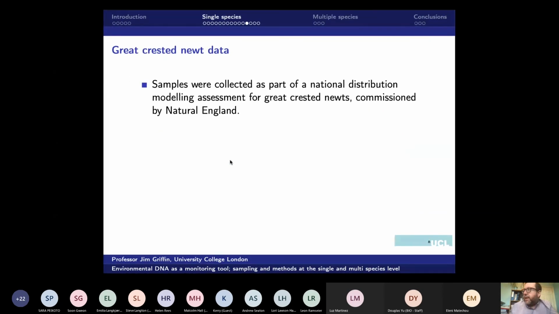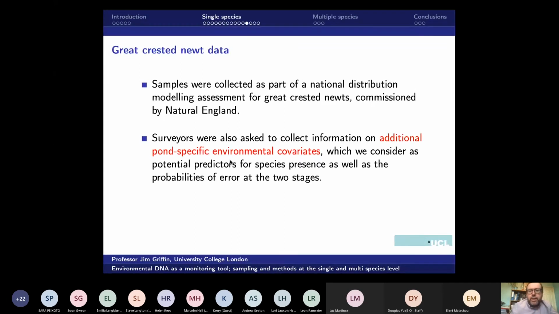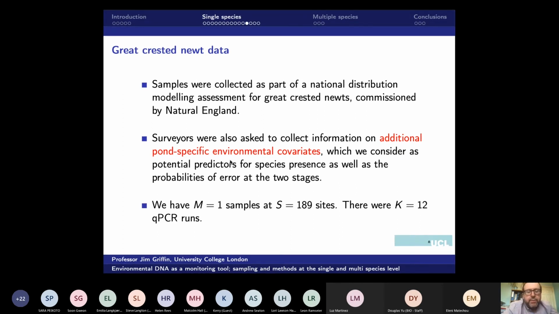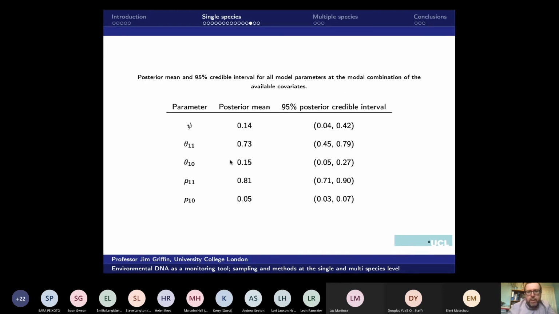Okay, so just to illustrate how the method works, we analyze some data on great crested newts. And for each of these samples, there were pond-specific environmental covariates, and we allow those to enter into the model at the two stages. So both the eDNA data collection stage and also at the lab stage. So we have one sample per site. So in our notation, that's M equals one sample, and we have 189 sites, and we had 12 qPCR runs for each site.